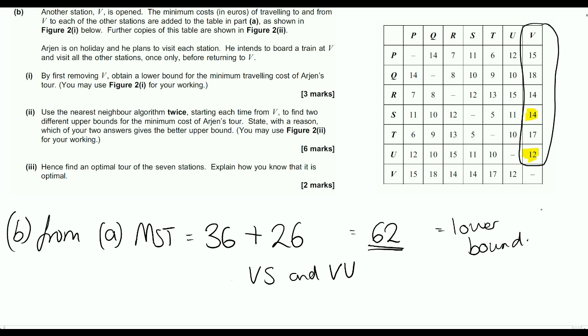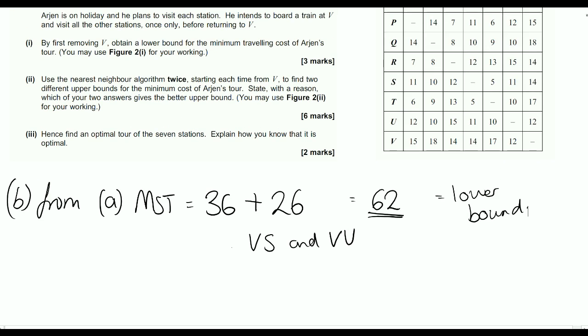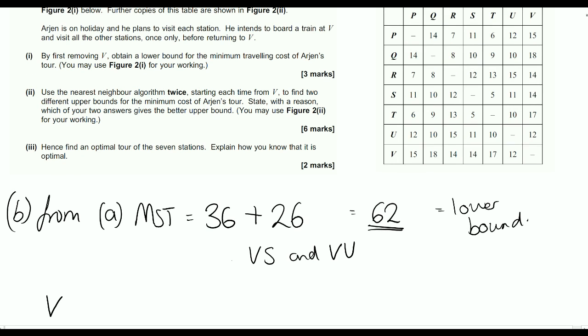Okay, so then we're into part 2, and I'm going to remove that, but leave this one here. Use the nearest neighbour algorithm twice, each time starting from V, to find 2 different upper bounds for the minimum cost of Arjun's tour. State with a reason which of the 2 answers gives you a better upper bound. So the algorithm, remember, we're told where to start from, so we're going to start from V. It doesn't matter because this is symmetrical, so it doesn't matter which way we're going to do this.